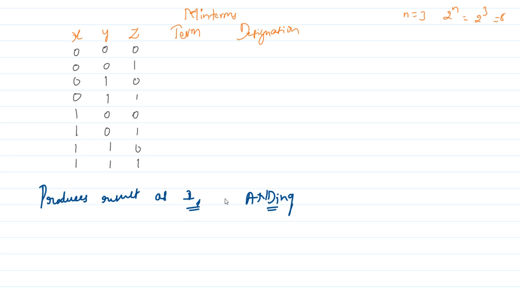Correct. So to write the mean term for the first combination, what is the first combination here? This is the first combination, right? To write the mean term, you already know that it produces result as 1 and we have to perform the ANDing operation, correct? So to perform the AND operation, you just consider three variables. What are the three variables we have? X, y, z. What is the value? X is 0, y is 0, z is 0, right? So we have to obtain result as a 1.